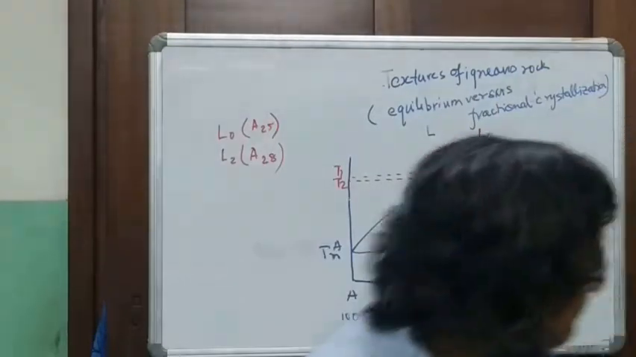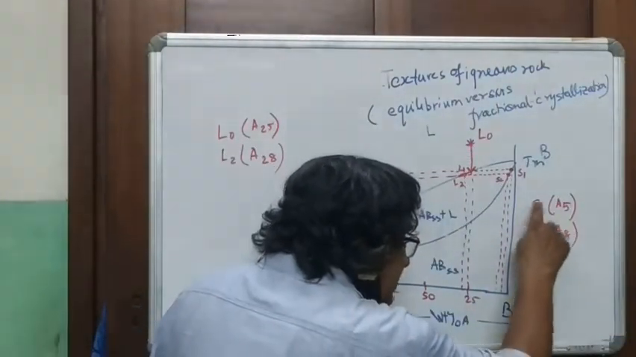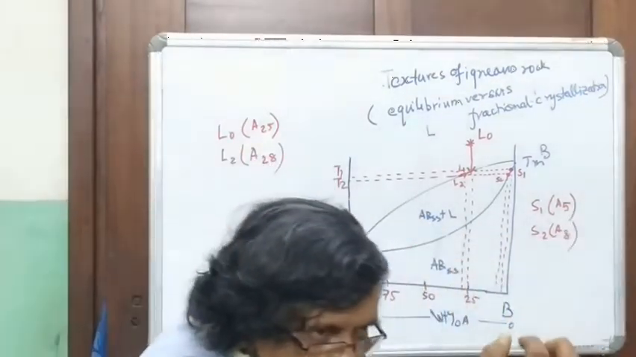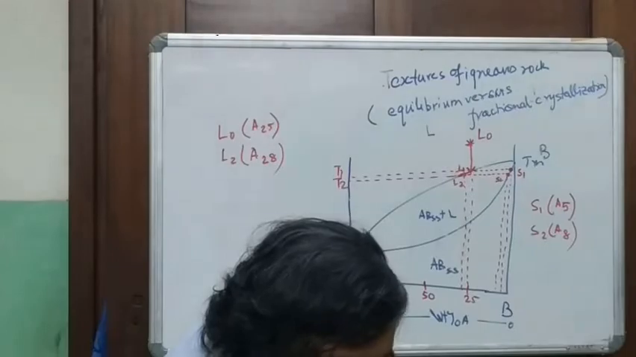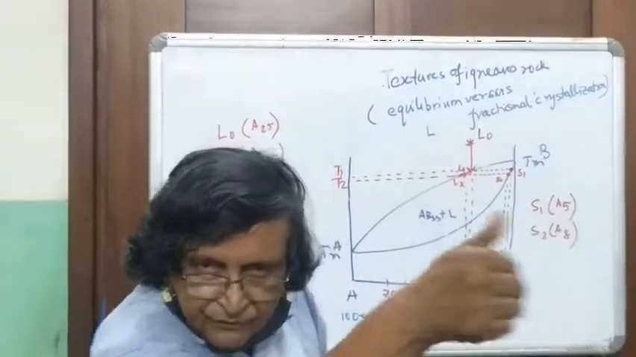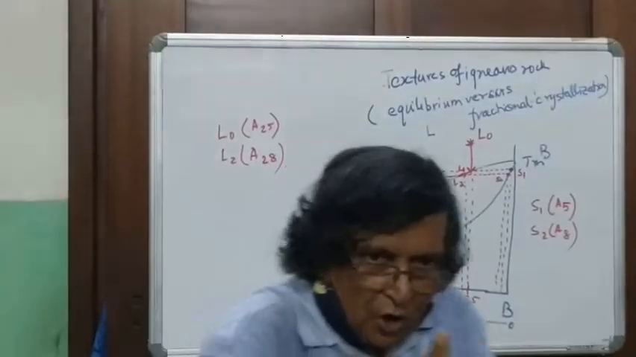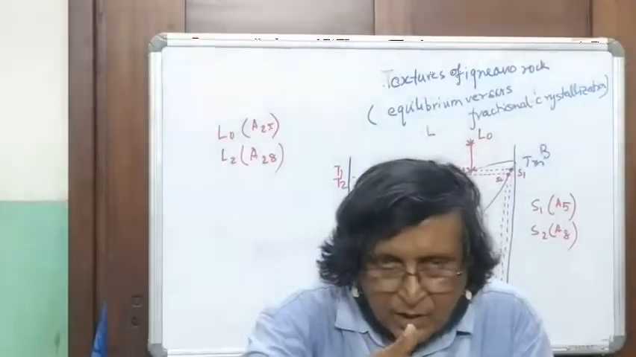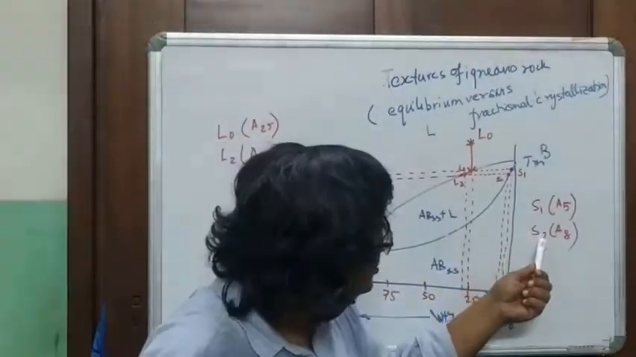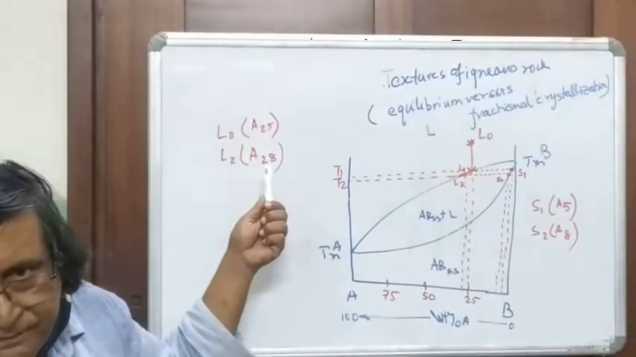Now you see, the solid composition is changing from S1 to S2. That means materials are transferred into the crystals, and some of the materials has to go back into the melt. So there is an interaction or exchange of material between the crystal and the melt, so that the crystal composition changes and the liquid composition also changes.